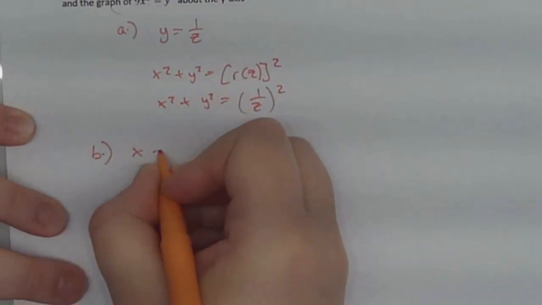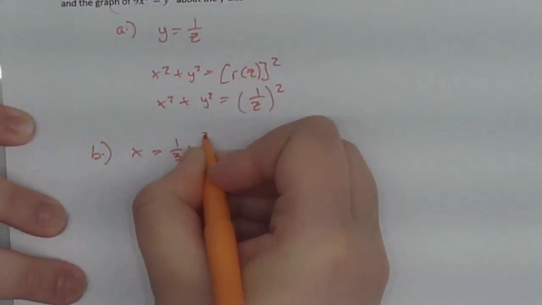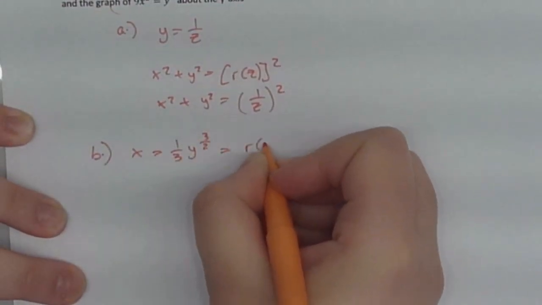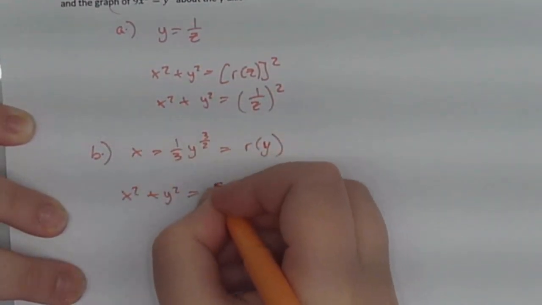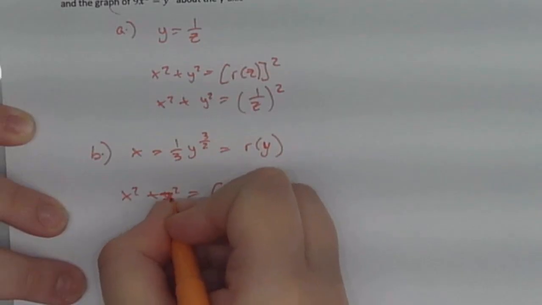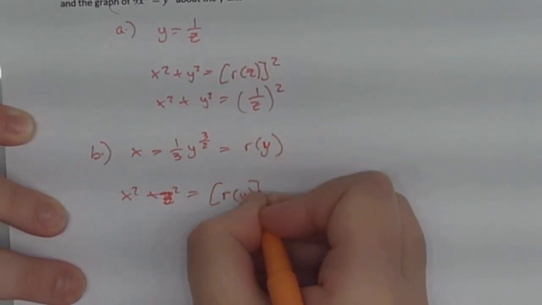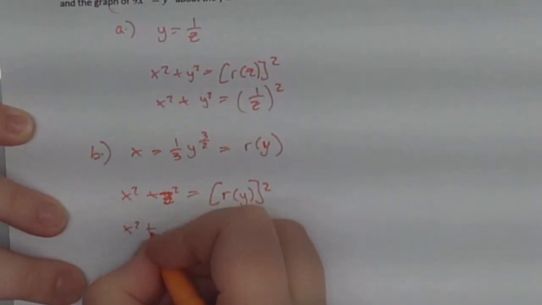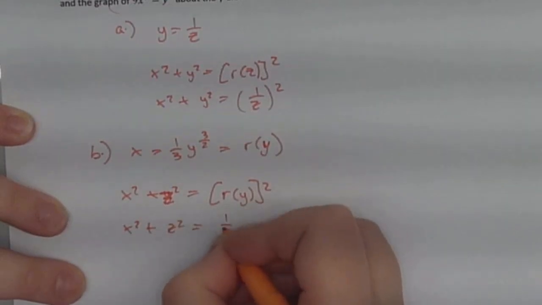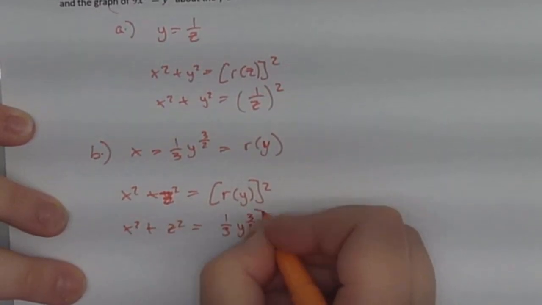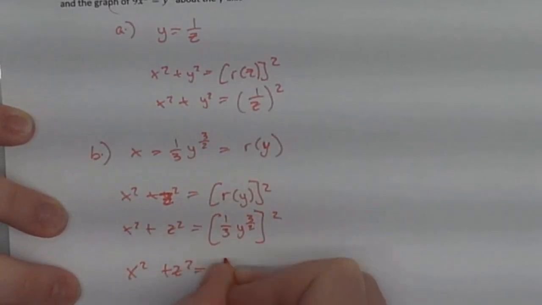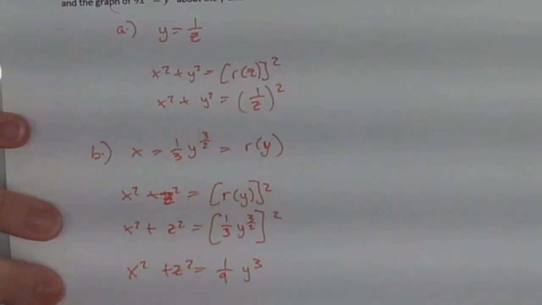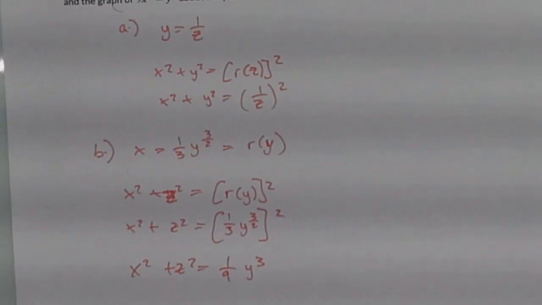For part B, we have x equals 1/3 y to the 3/2, which is going to be our r of y. So x squared plus z squared equals r of y squared. Plug in our r of y, square it, and get x squared plus z squared equals 1/9 times y to the 3rd. And that is it.